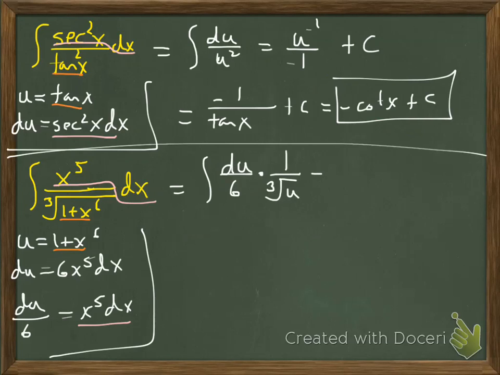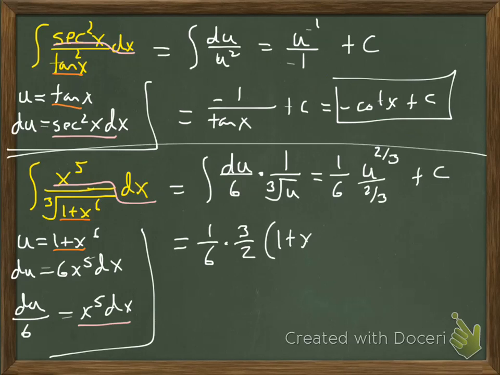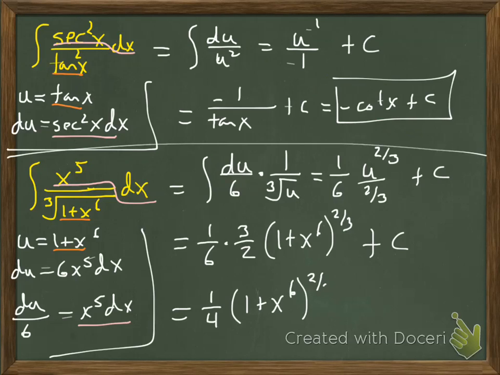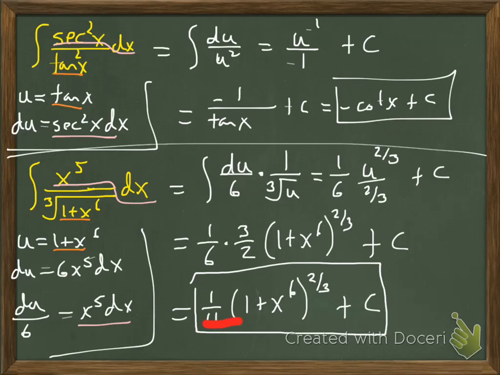Okay, so that 6 in the denominator is just hanging out as a 1/6. And then we have u to the minus 1/3. So I'm going to add 1 to the exponent, which makes it 2/3, and then divide by that new exponent, and then plus our constant of integration. So it'll be 1/6 times, when I divide by a fraction, I take the reciprocal. The u is 1 plus x to the 6th, to the 2/3, plus constant of integration. And we'll simplify that to be 1/4 times 1 plus x to the 6th to the 2/3 plus your constant of integration. And then if you want to take the derivative of this, you should get back to the original integrand, just like what we've done before.